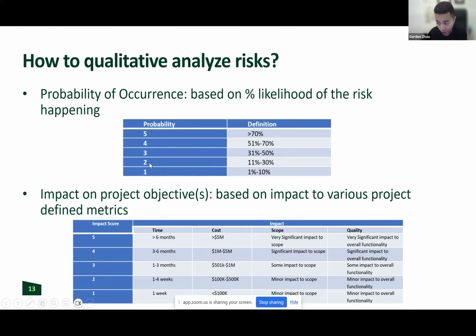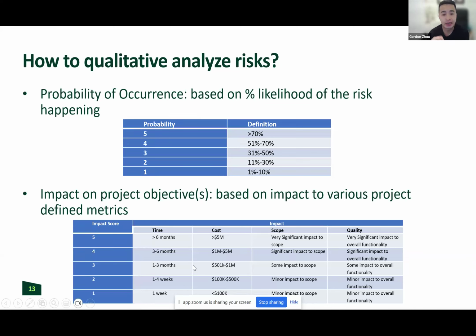So the answer is 2, right? Because 20% chance of rain tomorrow falls between 11 and 30%. So in this case here, I would give that risk a probability score of 2.